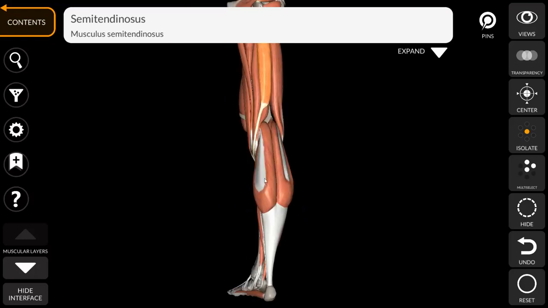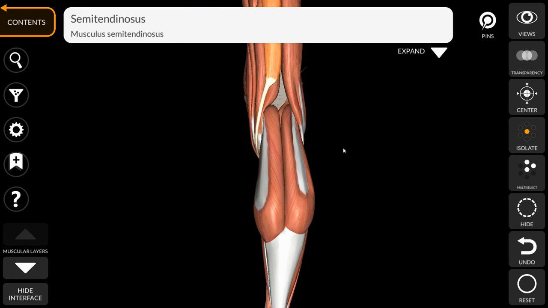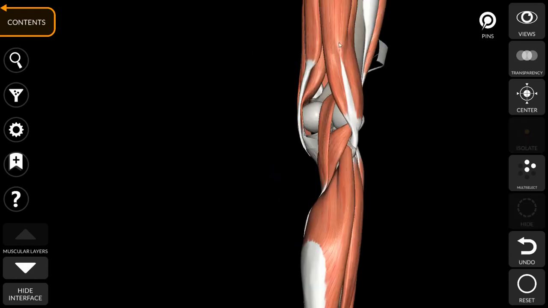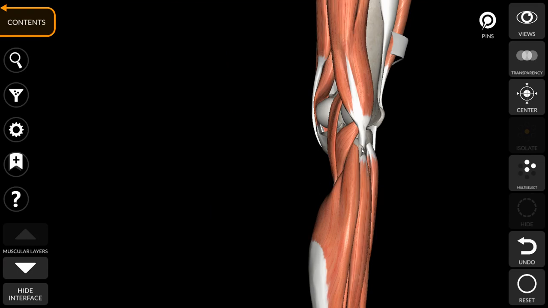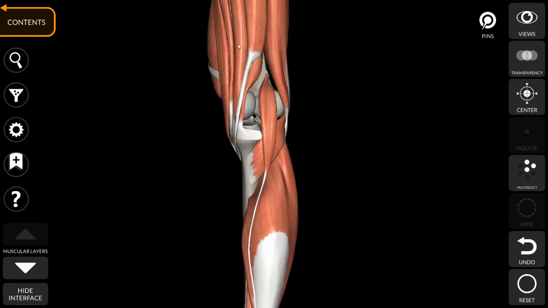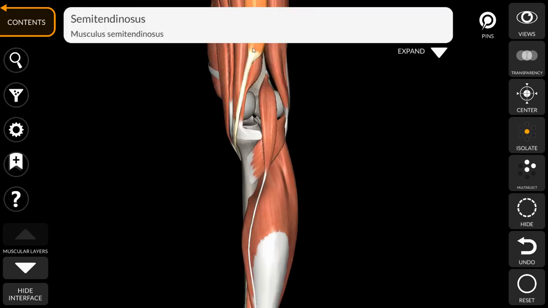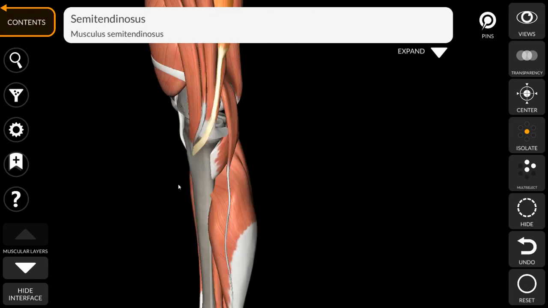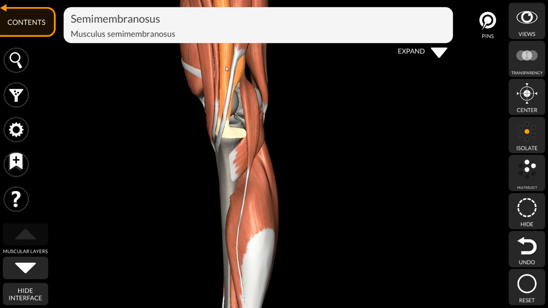So now, complete your hamstring muscles in class. Your biceps femoris attaches into the head of the fibula. Your semitendinosus attaches into the inferior surface of the medial condyle of the tibia. And the last one, your semimembranosus attaches into the posterior surface of the medial condyle of the tibia. Posterior surface of the medial condyle of the tibia.